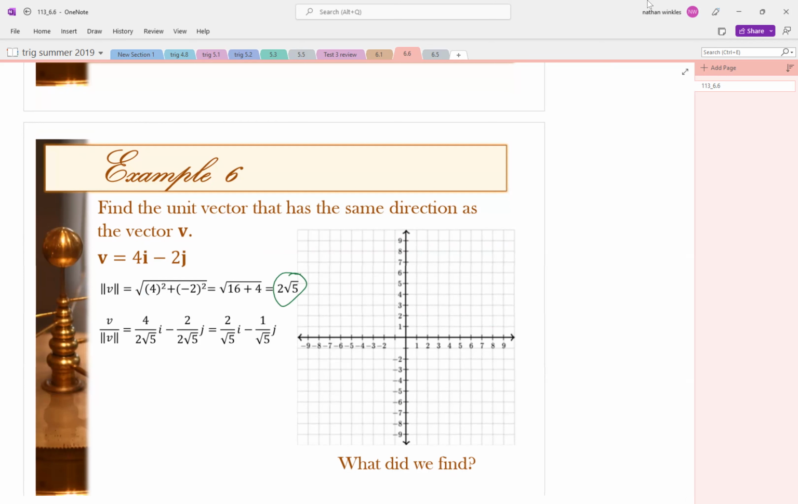So we're literally dividing every single term by 2 root 5. So when we divide, we get 4 over 2 root 5 times i minus 2 over 2 root 5 times j, which is equal to 2 over root 5 times i minus 1 over root 5 times j. So our original vector was the point 4, negative 2.